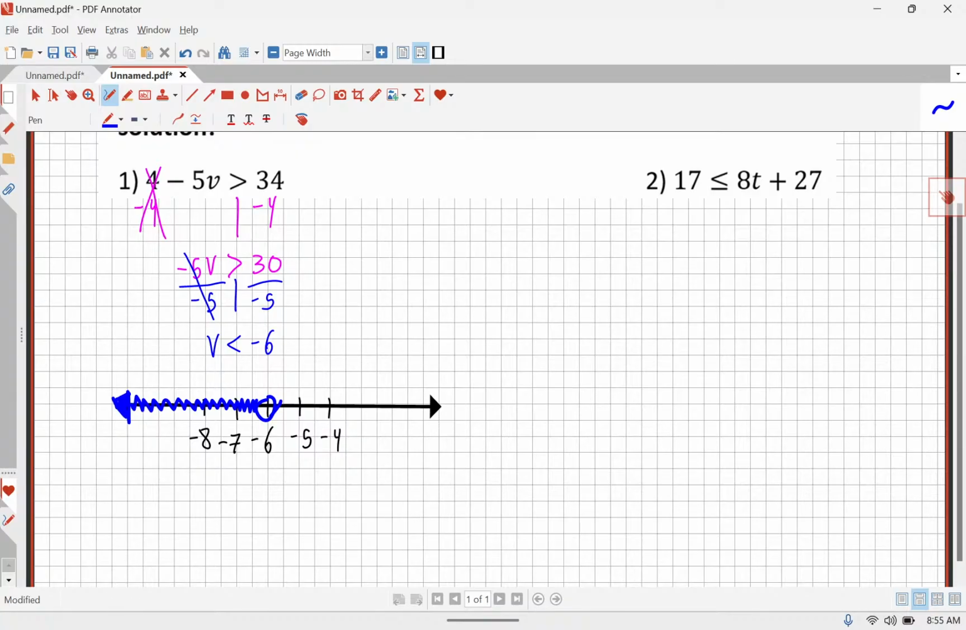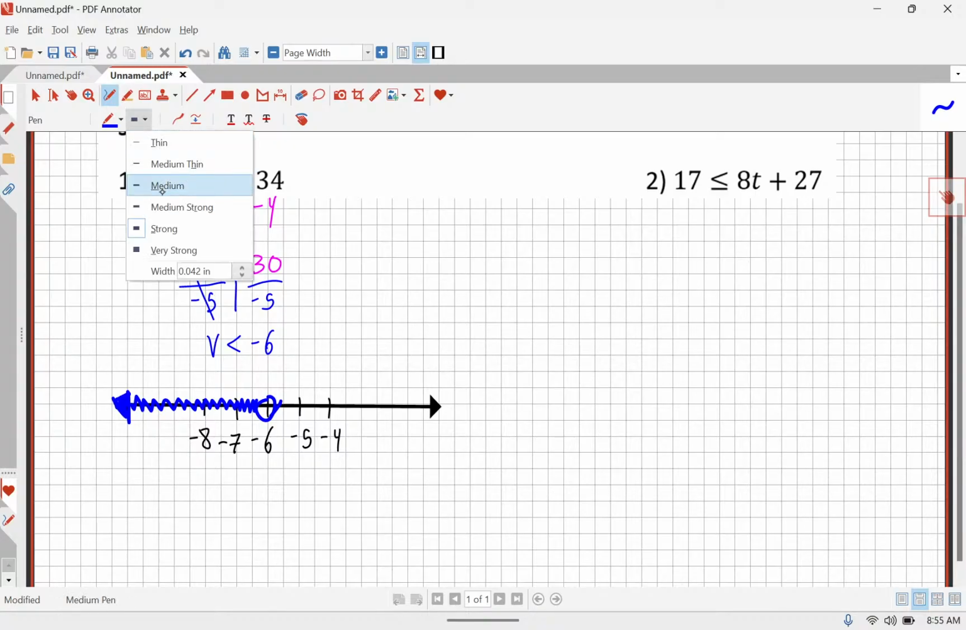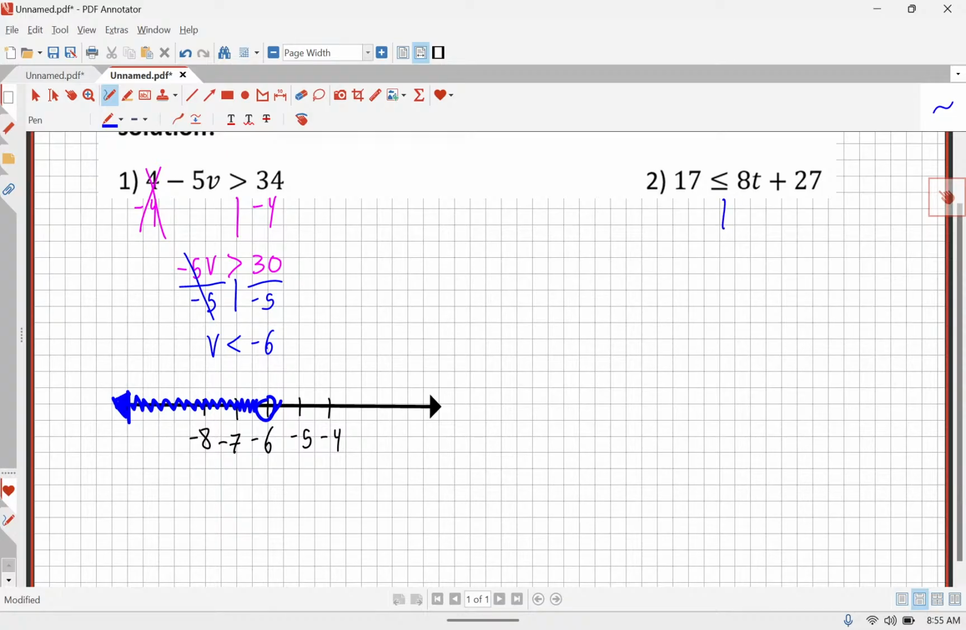Let's see this next one, and I would love to get a little bit of help from Penny. Penny, what would be your first step on number 2? And how do you remove that 17? What is that going to turn my inequality into? I don't know what I did.